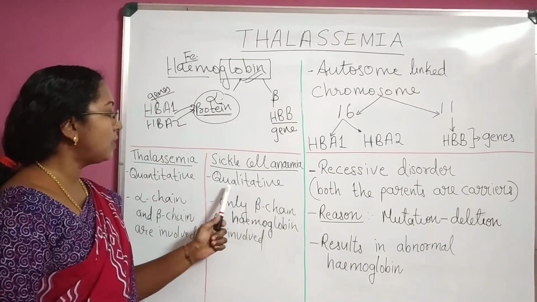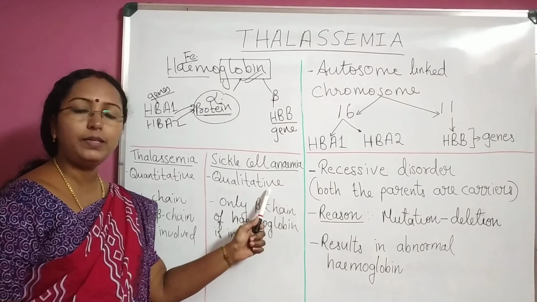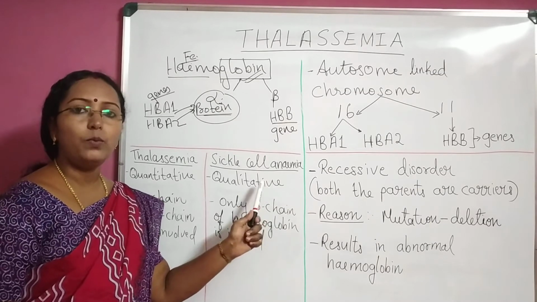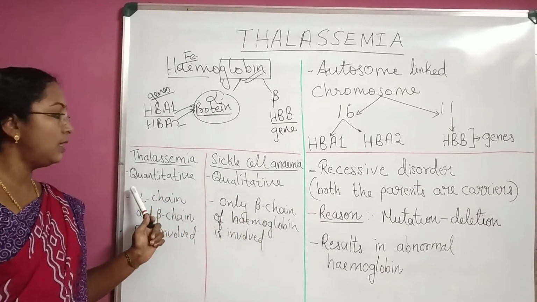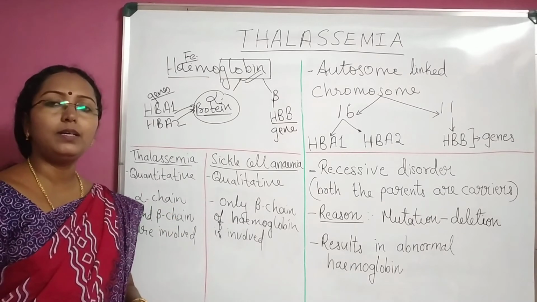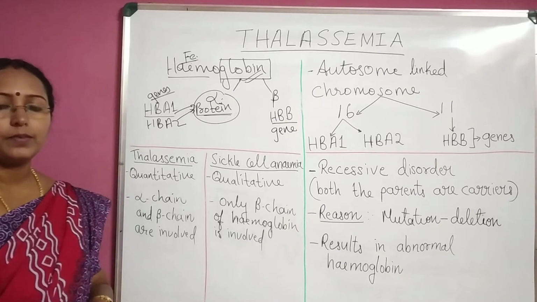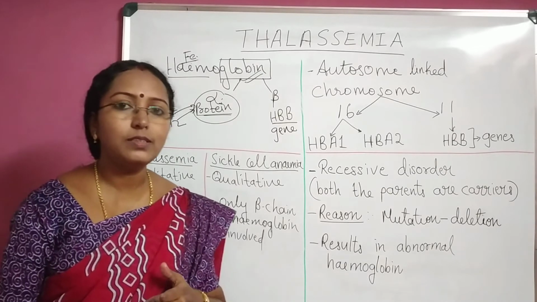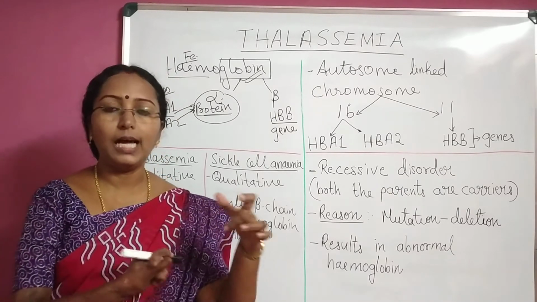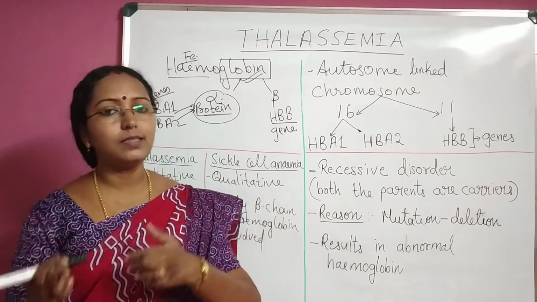That's it. So this is a qualitative change that is happening with the hemoglobin, whereas thalassemia is a quantitative change happening with hemoglobin. Now can you guess what is the other difference between thalassemia and sickle cell anemia?